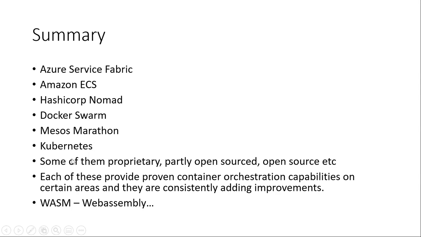Some of them are proprietary, for example Amazon ECS, partly open source like Azure Service Fabric, and open source like Kubernetes, Docker Swarm, etc. Each of them has proven container orchestration capabilities in certain areas, and they are consistently adding improvements. For example, Azure Service Fabric is good on Windows containers, but they have also added support for Linux containers.